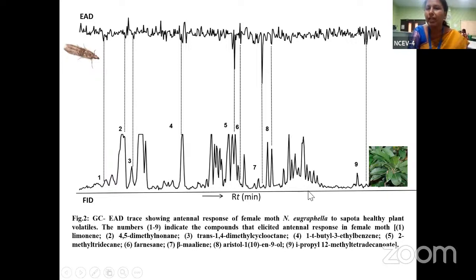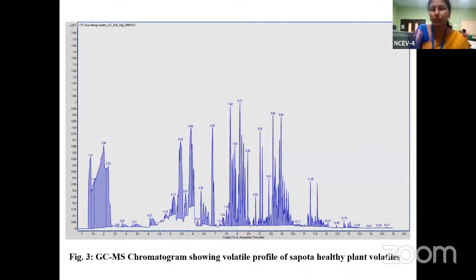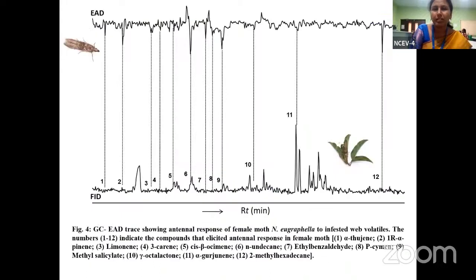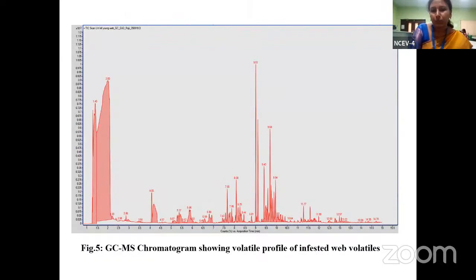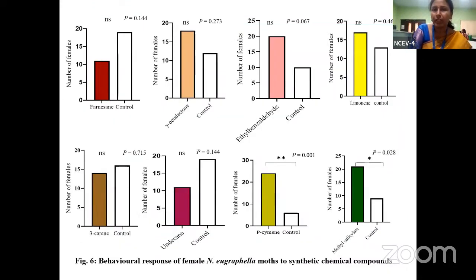A total of 9 chemical compounds were eluted in response to female moths. And this is the gas chromatogram of healthy sapota plant volatiles. And this is the antennal response of the female moths to infested volatiles. Here also a total of 12 chemical compounds elicited a response in the female moths. This is the gas chromatogram of the volatile profile of infested web volatiles.